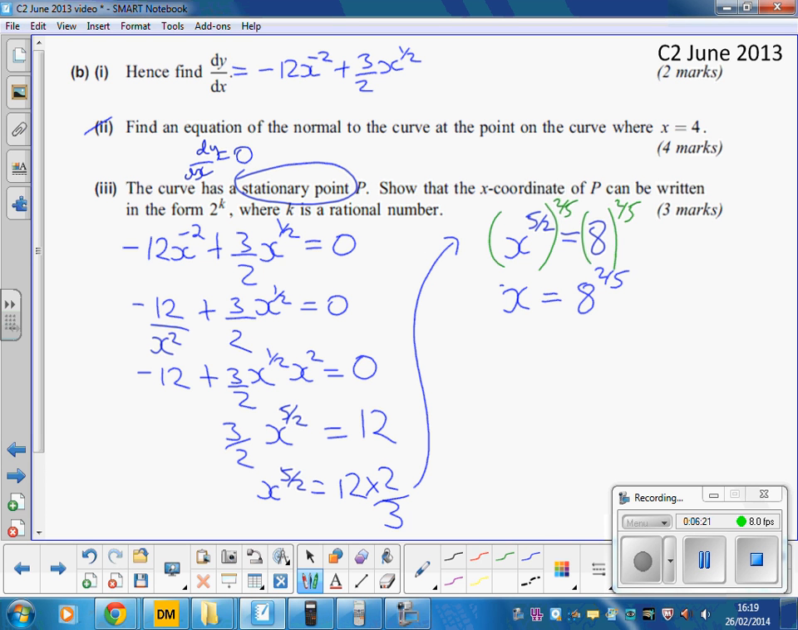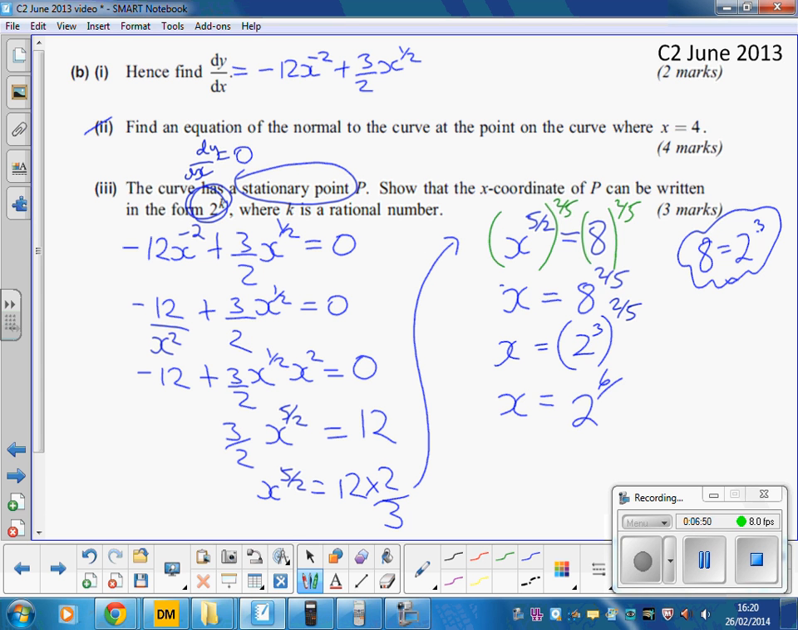Well, that's an answer for x, but it's not in the form required, which was 2 to the power of k. So what I need to think now is 8 is the same as 2 cubed. So if I rewrite 8 as 2 cubed, I've got 2 cubed to the power of 2/5. When we've got a power to a power, we're going to multiply those. So that's 2 to the power of 3 times 2 over 5.